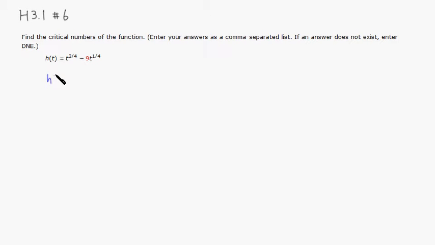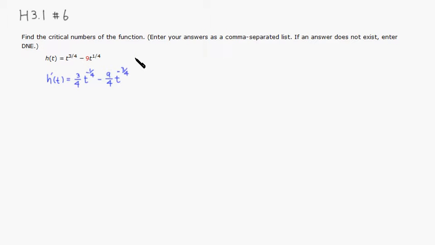So h prime of t is equal to 3/4 in front, and t, subtract 1 from the power, so it's a negative 1/4 power. Then minus 9 over 4, so 9/4 t, and subtract the 1 from the power, so it's negative 3/4.